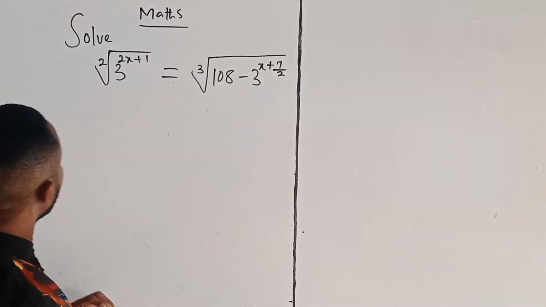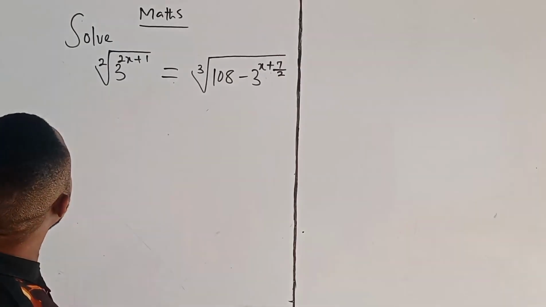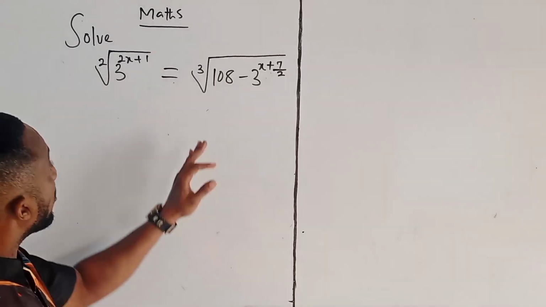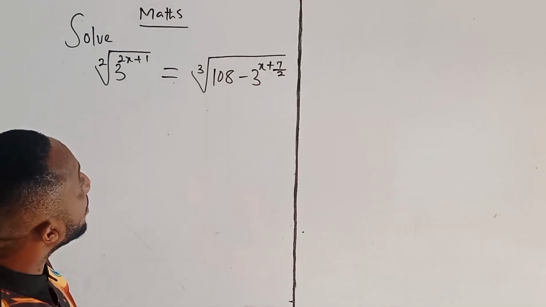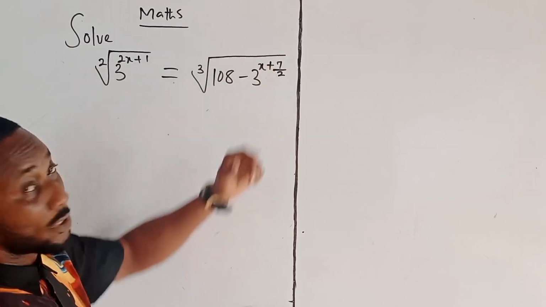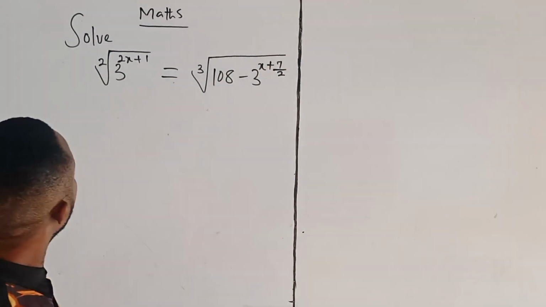So we have this nice, nasty looking exponential equation here. The square root of 3 to the 2x plus 1 equals the cube root of 108 minus 3 to the x plus 7 upon 2. So x plus 7 upon 2 is actually the exponent of 3, so don't confuse that.